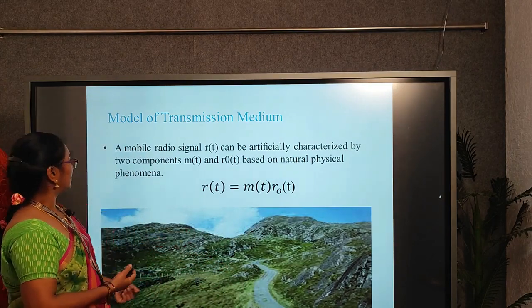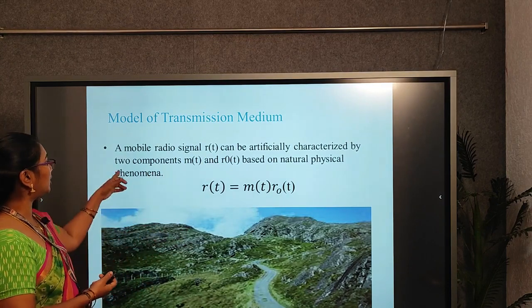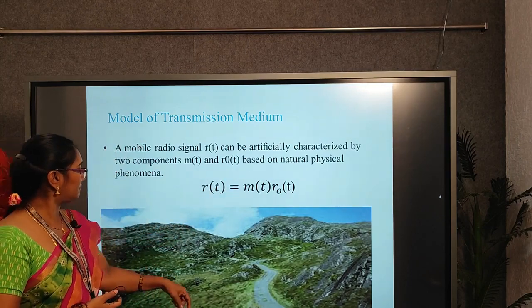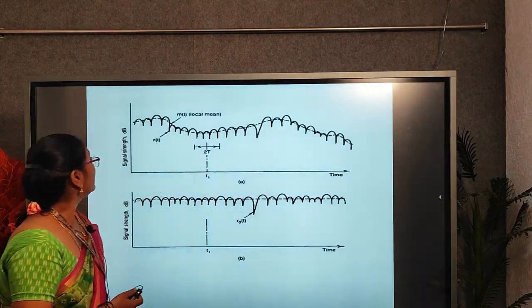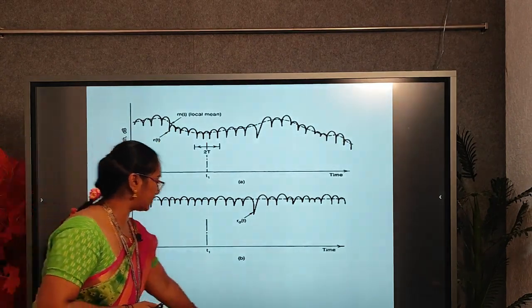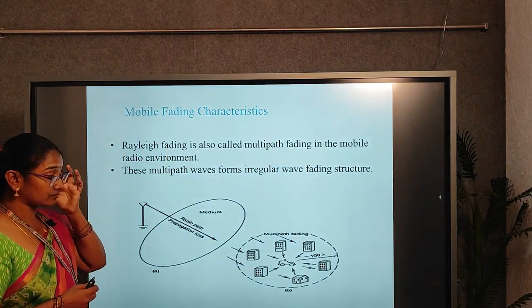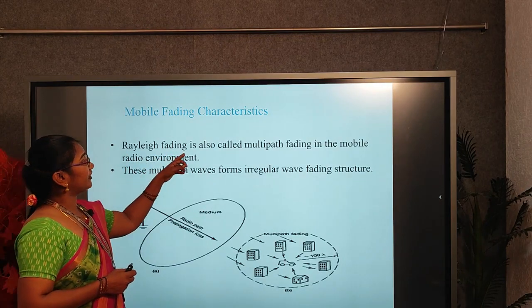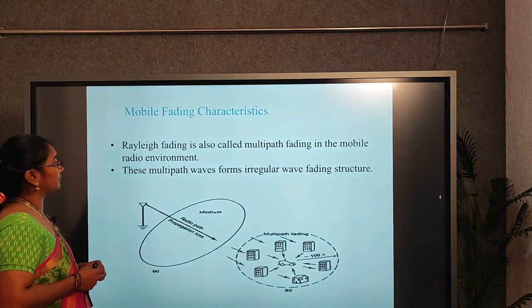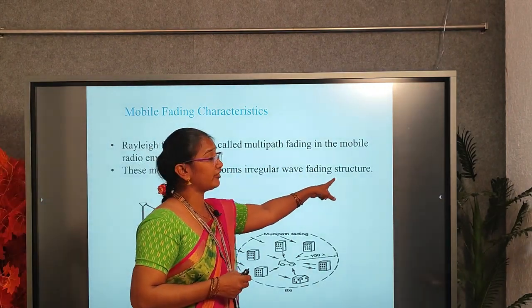Okay, right? A mobile radio signal r(t) can be artificially characterized by two components, m(t) and r0(t), based on natural phenomena. See here, m(t) is the local mean, and here is r(t). Mobile fading characteristics. Rayleigh fading is also called multipath fading in the mobile radio environment. These multipath waves form irregular wave fading structures.